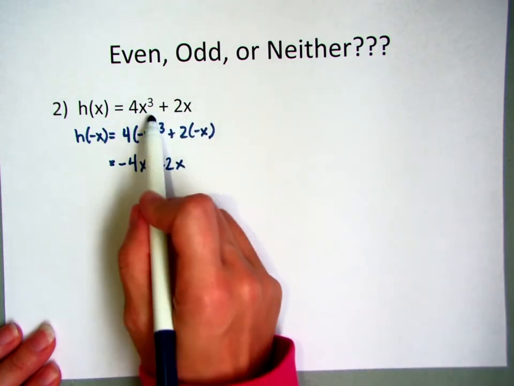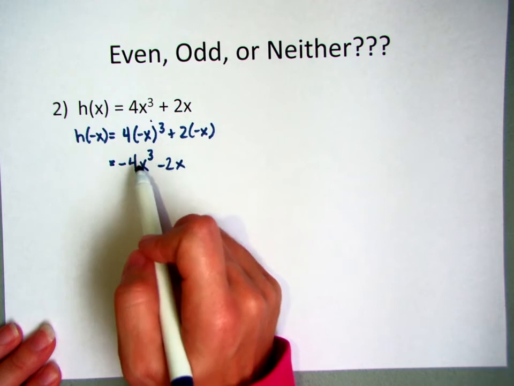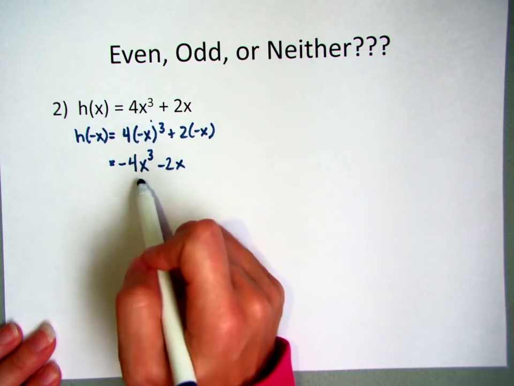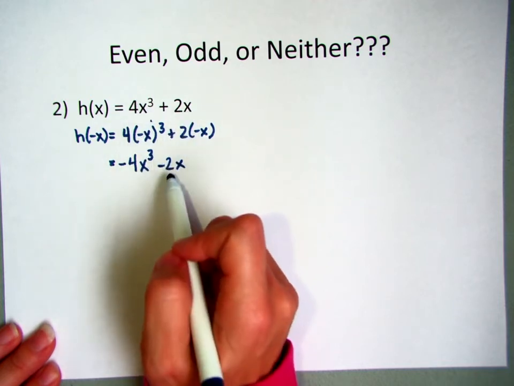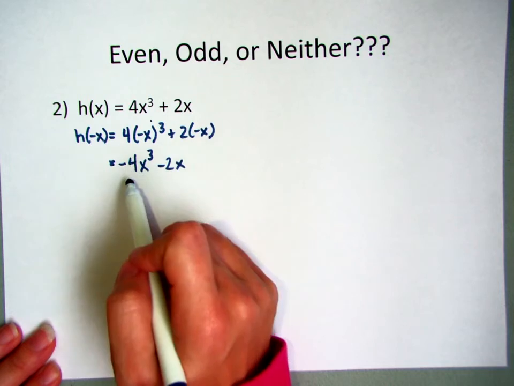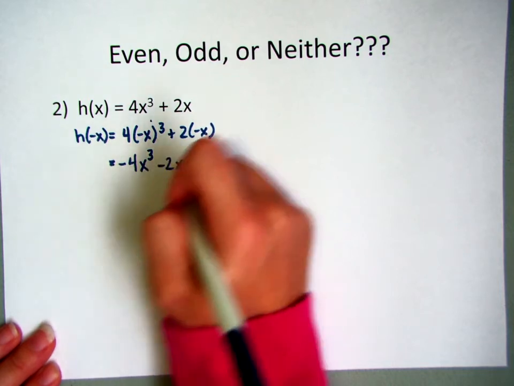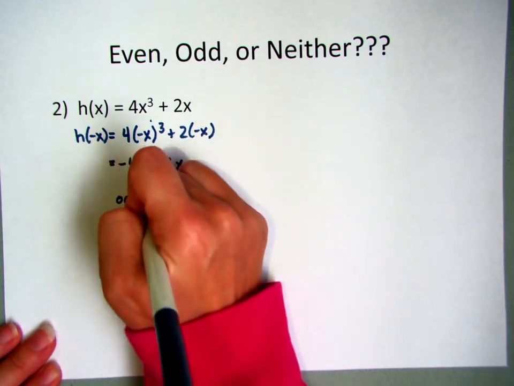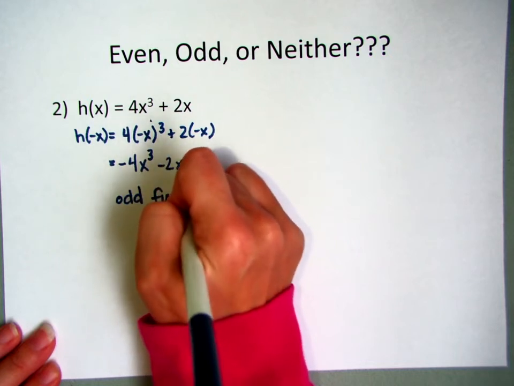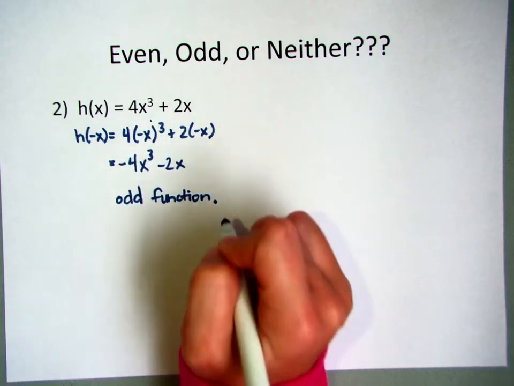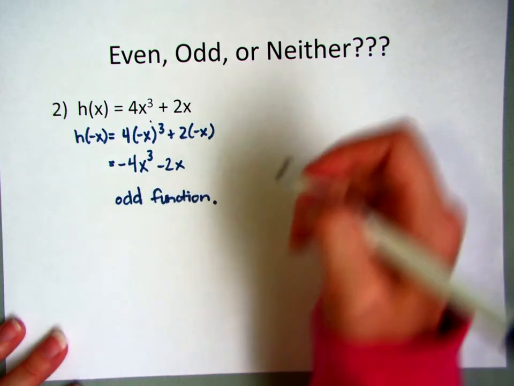Well, look at this compared to the original function. Both the 4x cubed and negative 4x cubed are opposites, as well as the 2x's are opposites. So when everything is an opposite, that's what we call an odd function. I don't even know if I actually told you before that the previous function was even, so I apologize for that. This is an odd function.